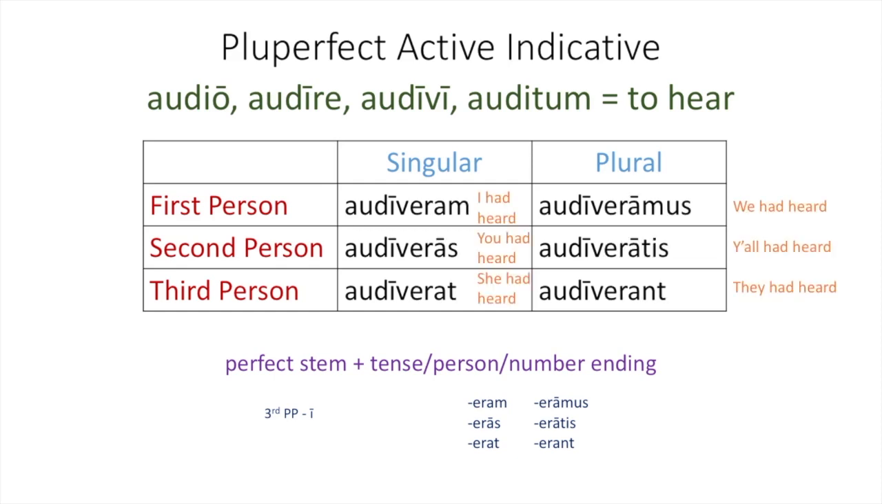So altogether, we have audiveram, audiveras, audiverat, audiveramus, audiveratus, and audiverant. And you'll see that you translate audiveram as I had heard, audiveras as you had heard, audiverat as she had heard, audiveramus as we had heard, audiveratus as y'all had heard, and audiverant as they had heard. Once you've copied these down, let's move on to the future perfect tense.